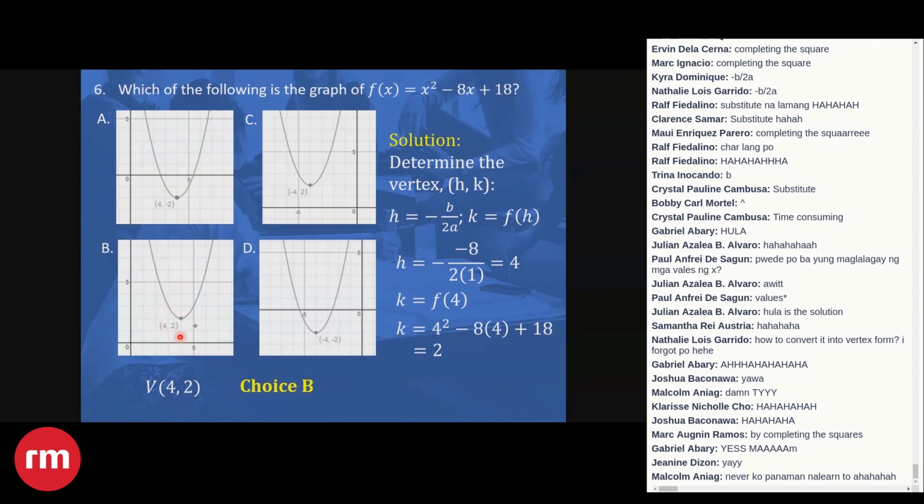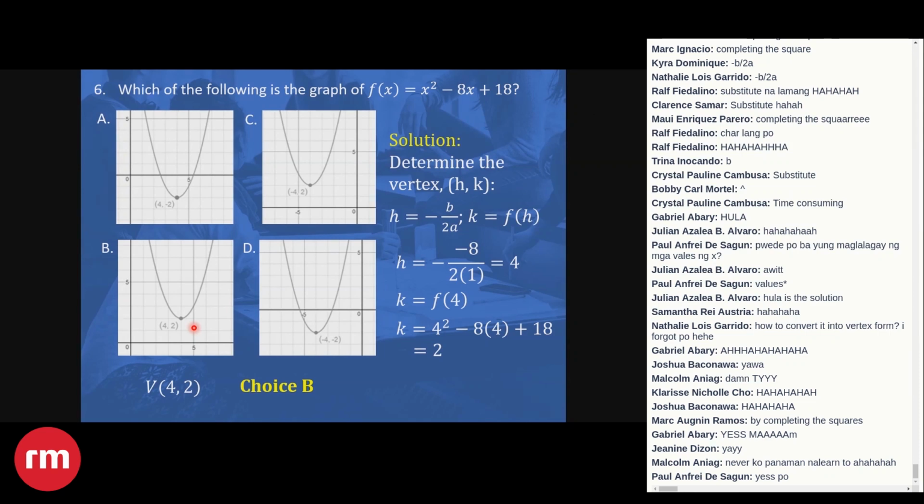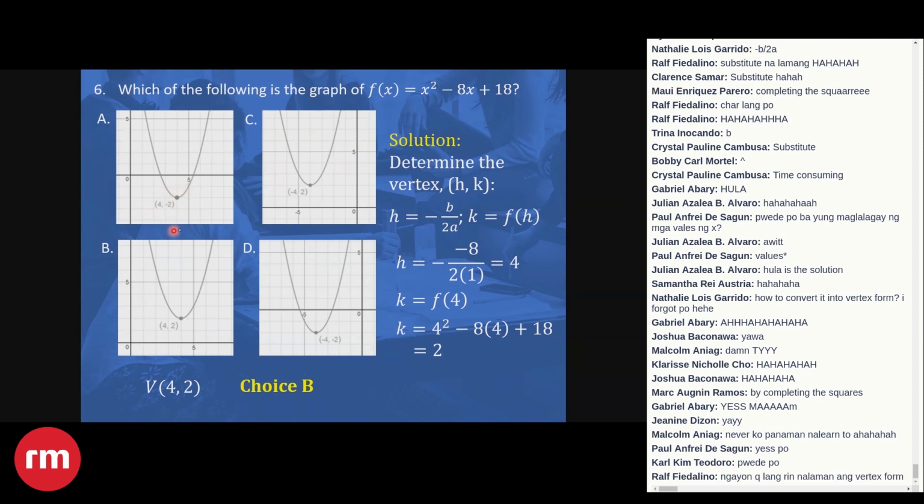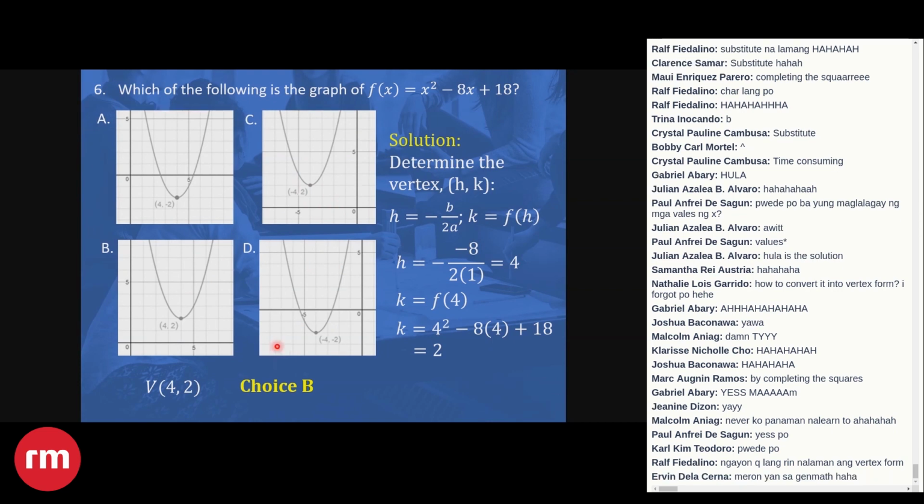Pwede mong i-check kung itong 4, 2 ay nagsasatisfy sa equation. So if x is equal to 4, will y be equal to 2? Pwede yun. Yes, pwede yun, Paul. If you forgot this formula and you have the graph, you can check for 1 point and see if it satisfies your equation. Yes, you can do that. Okay, so if you try to check if x is 4, you will see that y should be positive 2. So hindi pwede yung si A. And you'll also see that if x is negative 4, y will not be 2 or negative 2. So that's why A, C, and D are not answers. So pwede yun. That's smart. Okay. Okay, so ang concept natin dito ay, you have to remember, is the formula for getting the vertex of a parabola.